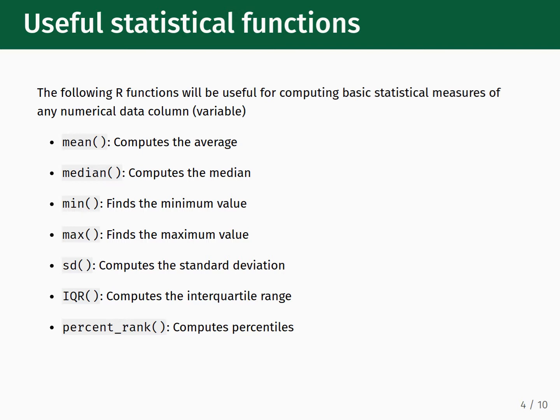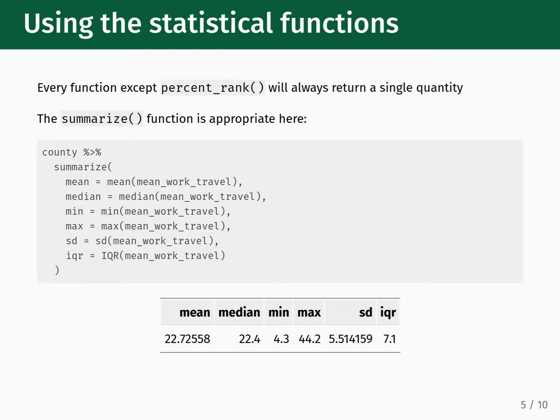Those functions include mean, which computes the average, median, which computes the median, min, which finds the minimum value, max, which finds the maximum value, sd, which computes the standard deviation, IQR, which computes the interquartile range, and percent_rank, which is used to compute percentiles. How can we integrate these functions with our tidyverse tools that we've been learning about? It's quite simple to do this, actually.